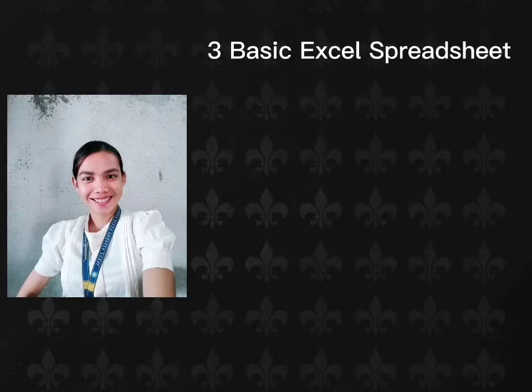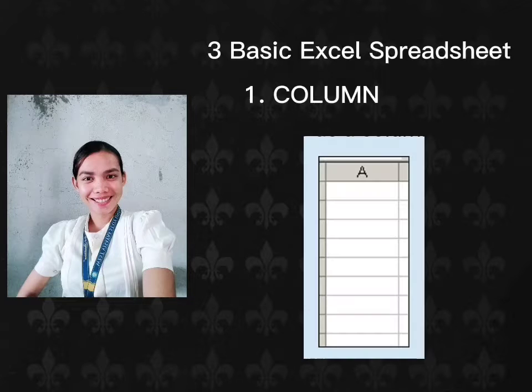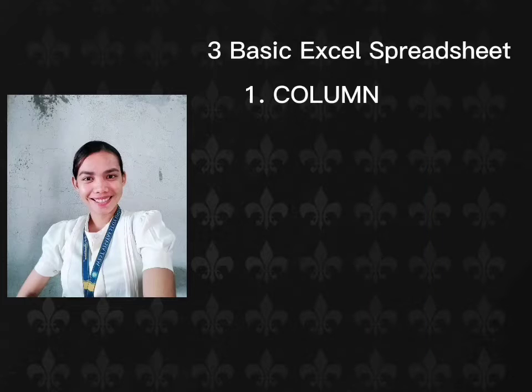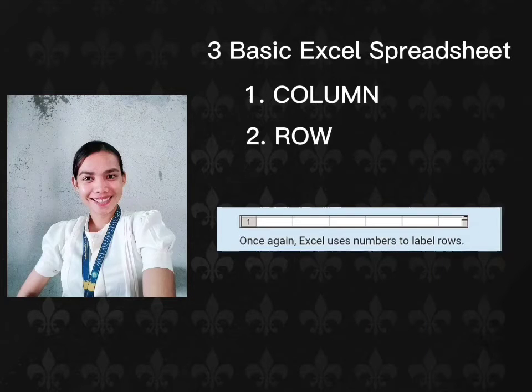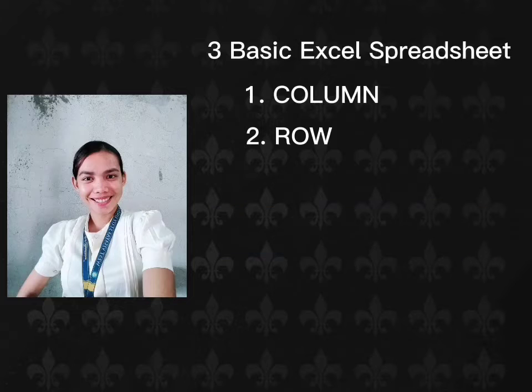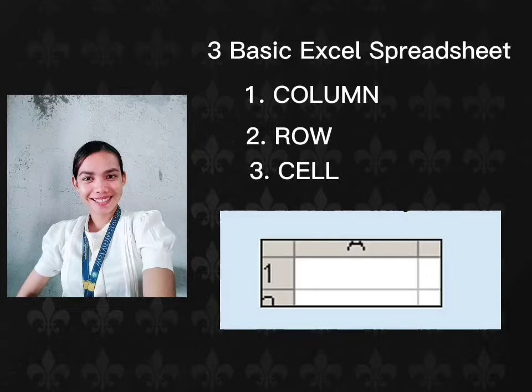There are three basic parts of an Excel spreadsheet. First, we have column. The vertical segments that you see on the spreadsheet are called columns. Second, row. The horizontal segments are referred to as rows. Third, we have cell. Each box that is created from a row and column intersecting is referred to as cell.